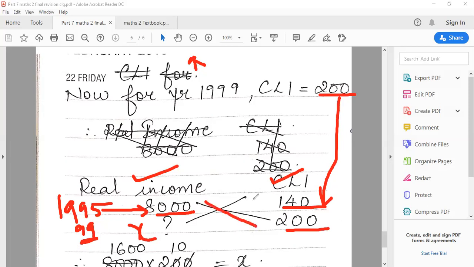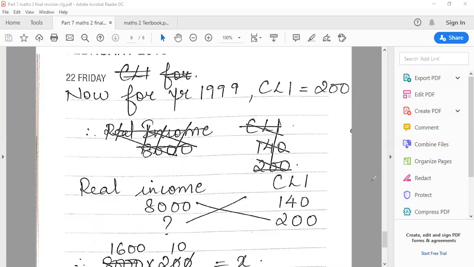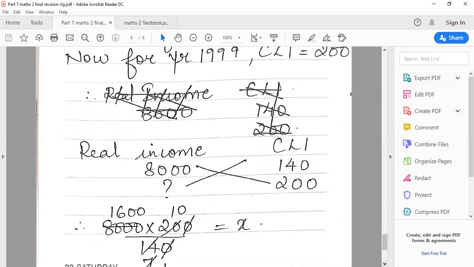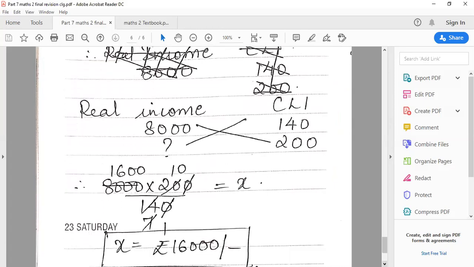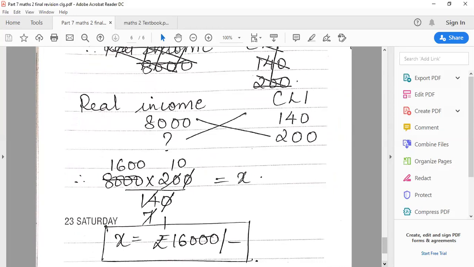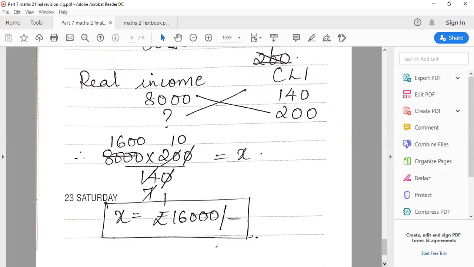So then you will do nothing but cross multiplication. So when you do cross multiplication, you'll get 8,000 into 200 divided by 140 is equal to X. You can do the cancellation as per your convenience. I have cancelled 0, 0, 2 7s are 14, 2 10s are 20, 7 1s are 7, 7 1600s are 11,200. So 1600 into 10, answer is 16,000.